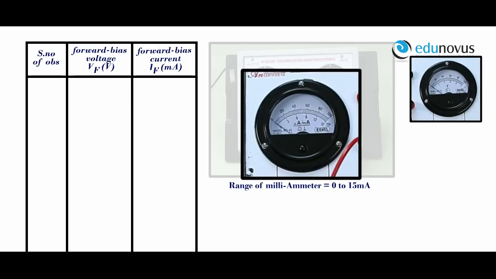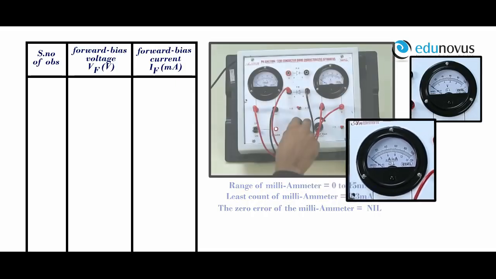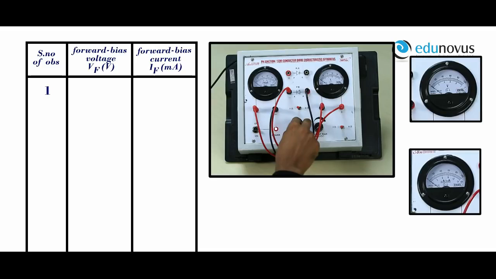Range of the milliammeter is equal to 0 to 15 milliamperes. Least count of the milliammeter is equal to 0.3 milliamperes. Zero error of the milliammeter is equal to nil. Observation table for forward bias voltage and forward current.